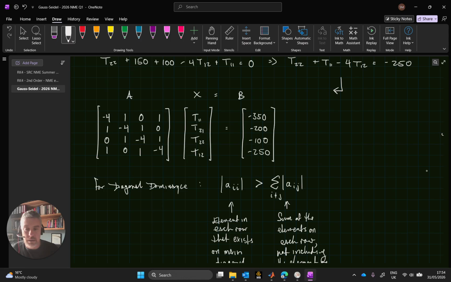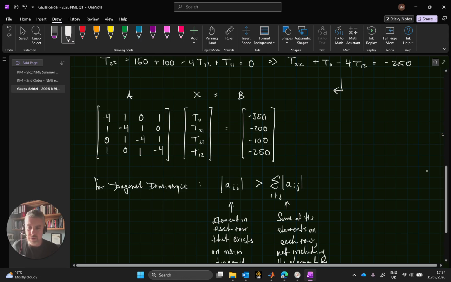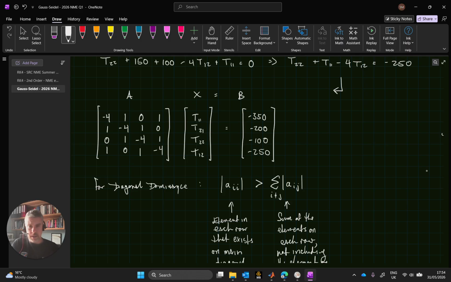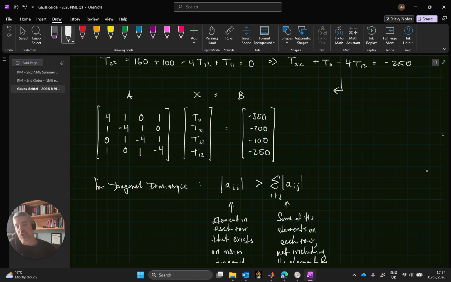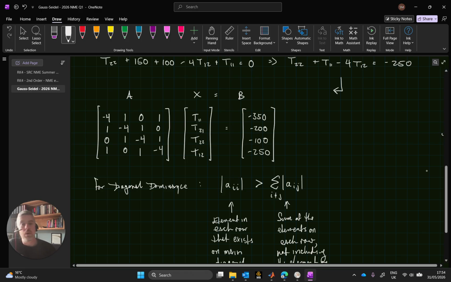The 4 on the main diagonal is greater than the sum of the elements in that row not on the main diagonal. 4 is greater than 2. Row 2 check. Likewise for row 3, 4 is greater than 1 and 1 is 2. And likewise on row 4, 4 here, which is the element in the fourth row on the main diagonal, is greater in magnitude than the sum of 1 and 1, which are the other elements in row 4 not on the main diagonal.